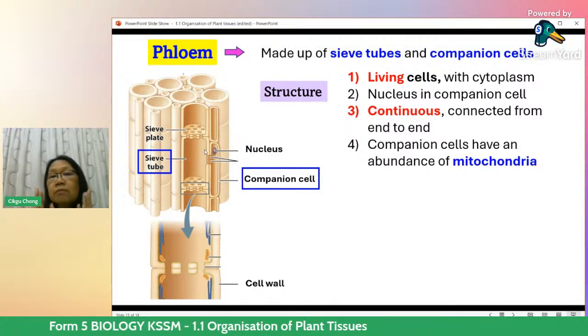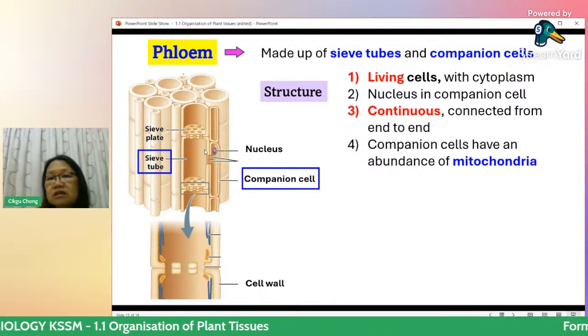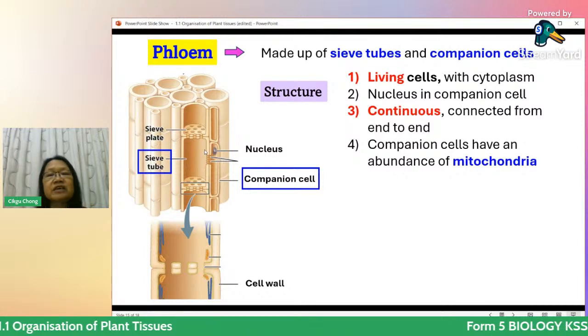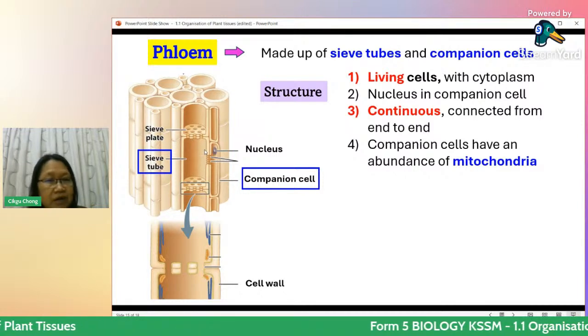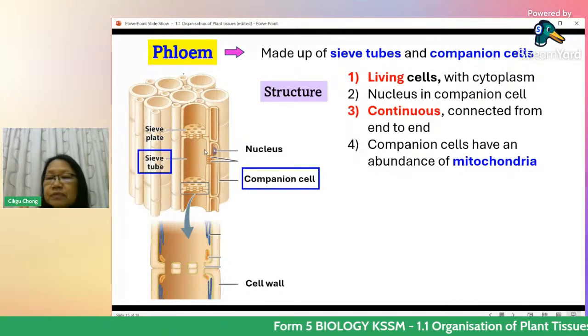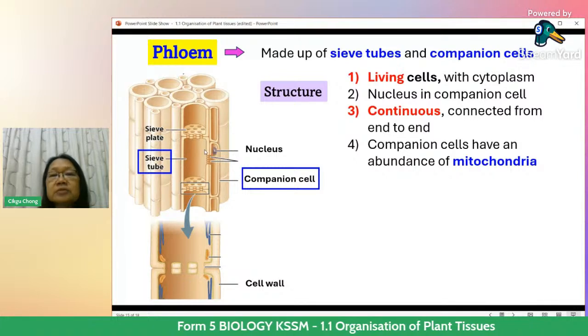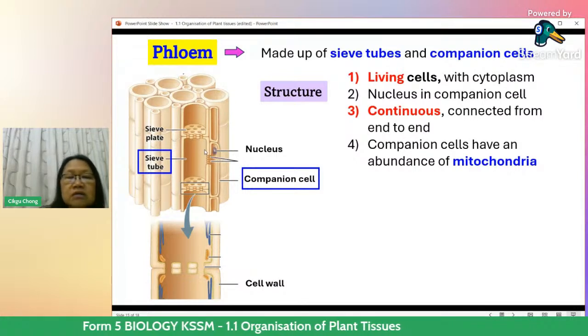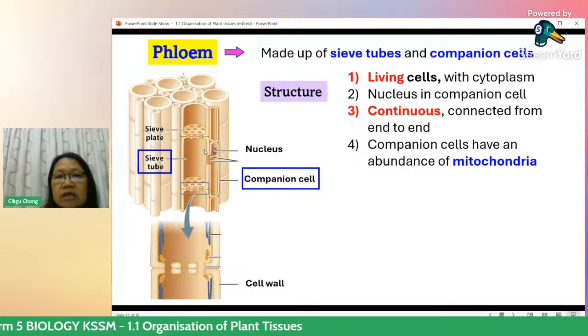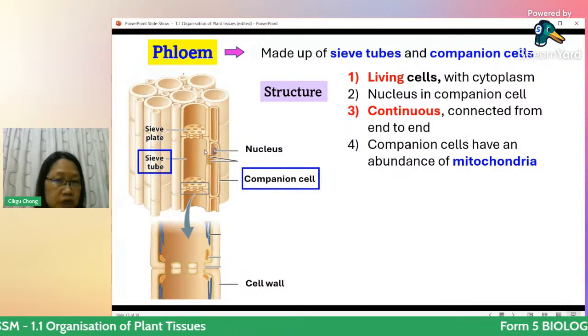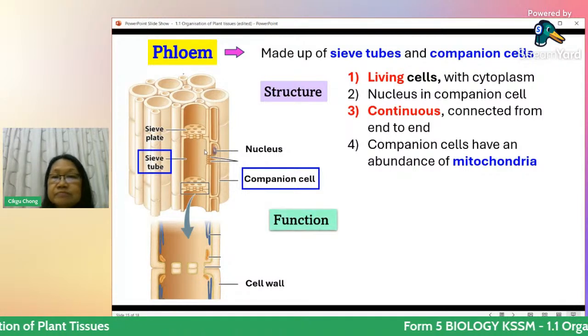And the companion cells have an abundance of mitochondria. That's why I mentioned it already. Why do you need mitochondria? Because to produce energy, we call it ATP, for the process of transporting food. We call it transportation.